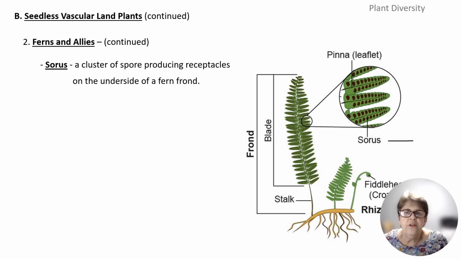So a sorus is a cluster of spore-producing receptacles on the underside of a fern frond. So each of these little black spots, and sometimes they're different colors, all the same color on the same plant, but I've seen them orange or brownish or yellow or blackish. But right here, plural, they're called sori. Here's a rhizome here, and the stalk or petiole, and then the leaf blade, and then here's all the leaflets. And there's a fiddlehead.